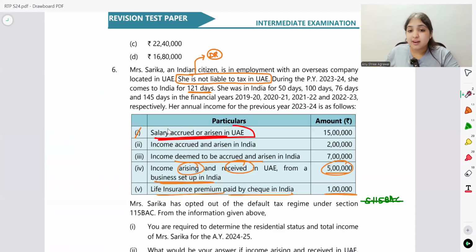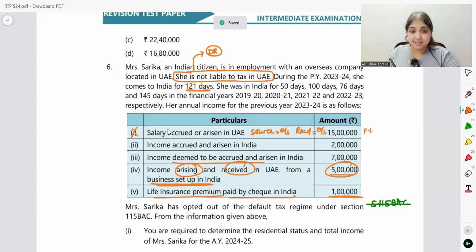Salary accrued or arisen in UAE. Where is the source of this income? The source is outside India, guys. And where is it received? They did not say where it is received. When they don't say where it is received, we assume that it is received in the same place where it is accruing. It is accruing outside India, so let's say receipt also outside India. This becomes a foreign income, guys. This will not be taxable for my non-resident assessee.